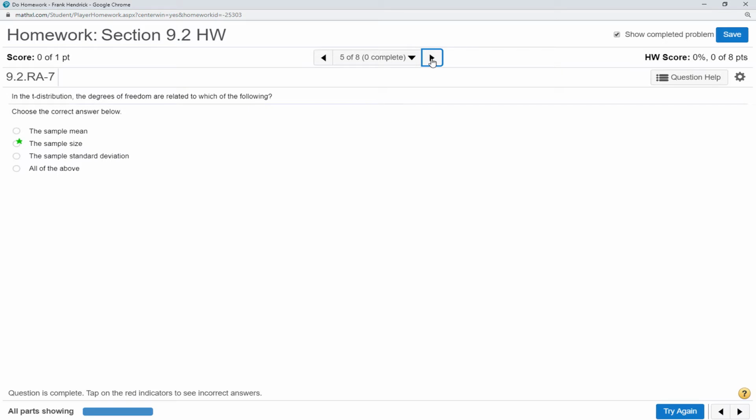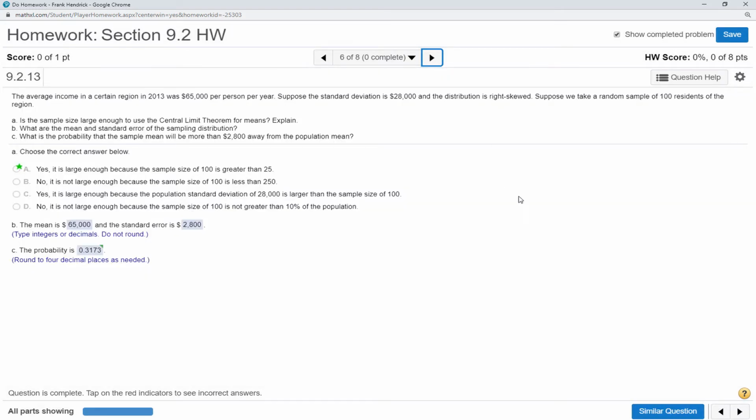In the t-distribution, the degrees of freedom refer to which of the following? The sample size. Degrees of freedom is equal to n minus 1. Let's look at one like it.